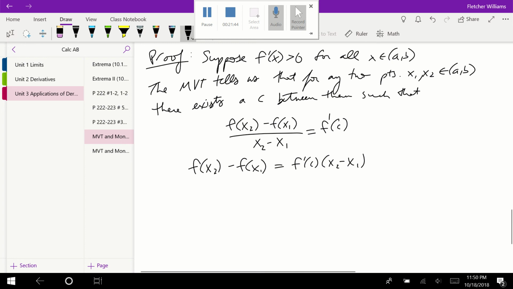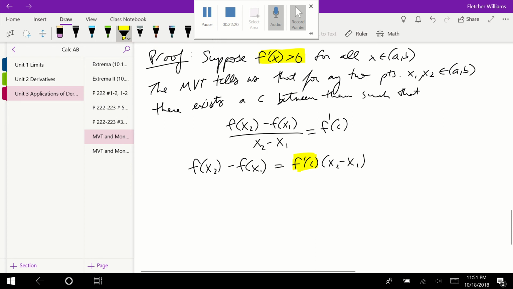Well, think about this. You know that x2 is greater than x1, so that one's positive. F prime of c, let's see. Okay, let's think about this statement. Since in our proof's initial statement we supposed that the derivative is always positive, then the derivative here, f prime of c, must be positive.